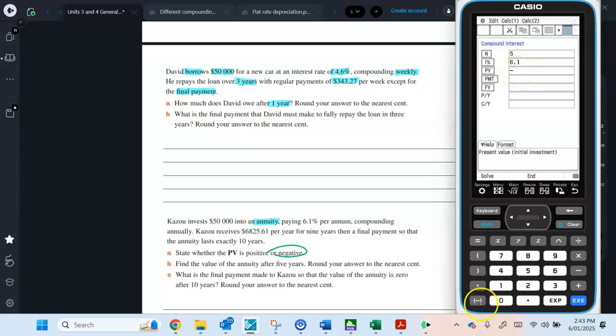So the investment amount was 50,000. Payments, because they're coming back to you, is going to be positive. 6825.61. Future value, we'll just leave that for now. Annually, sorry, so it's 1 and 1. All right, and after 5 years, yeah. So there we go. So you've got $28,674 left.